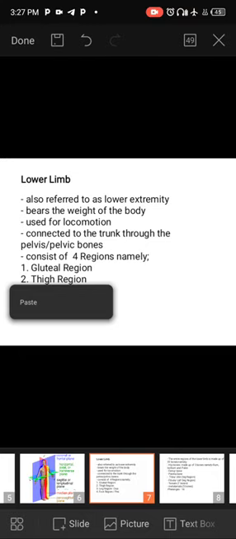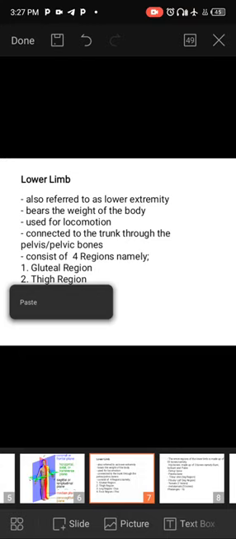So in this video, I'll be introducing you to the lower limb. So what is the lower limb? The lower limb is otherwise called the lower extremity. This is the part of the body that bears the entire body weight, the part that is used to walk. So it's basically used for locomotion.